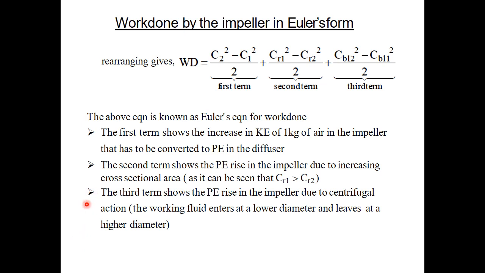Now the third term, that is Cbl2 square minus Cbl1 square divided by 2, that is the third term in the Euler's equation for work done. Now that third term shows the potential energy rise in the impeller due to centrifugal action, since the working fluid enters at a lower diameter and leaves at a higher diameter.